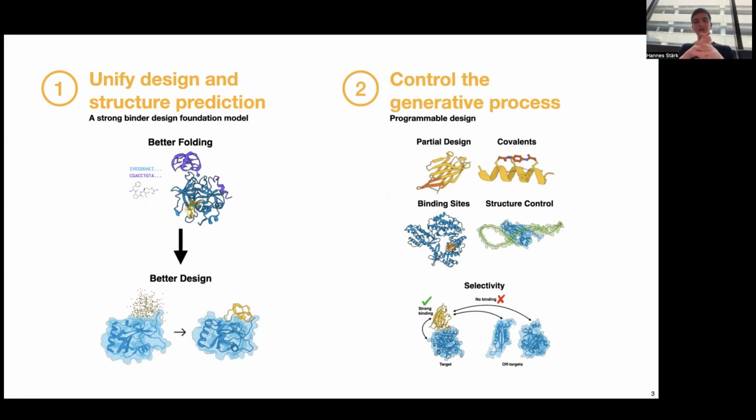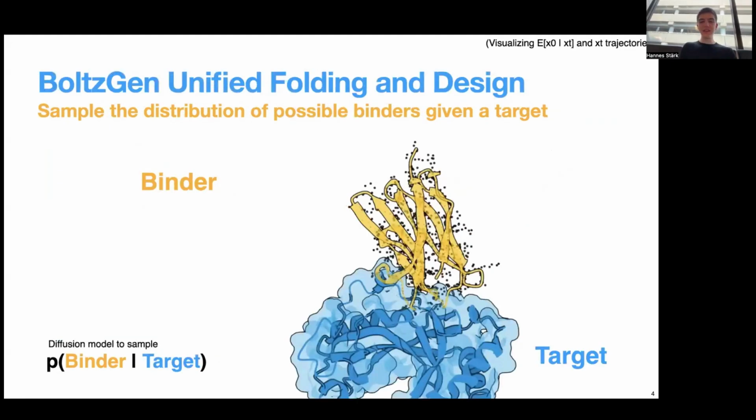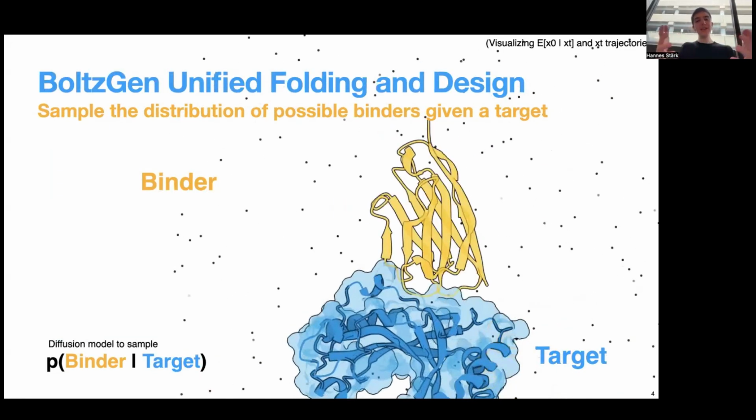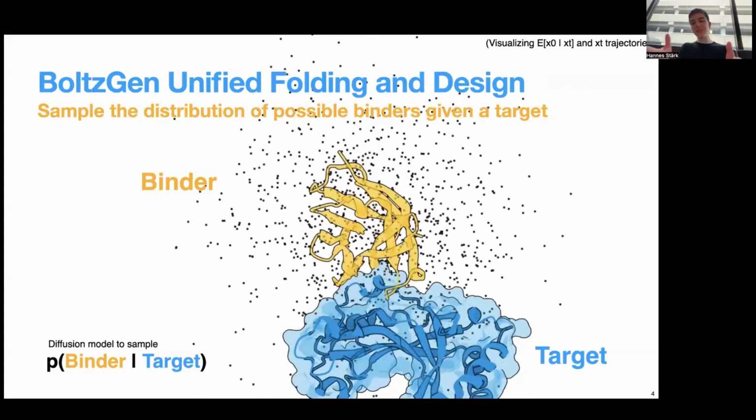And now I will first talk a little bit about how this foundation model works for designing such binders, for generating them, and then a little bit about how we can control it and control its generation process to then end up with designs that actually are at the right binding site and fulfill all the constraints that we might want them to satisfy.